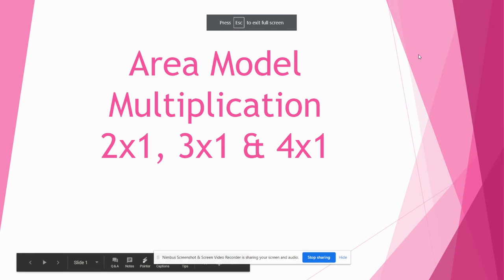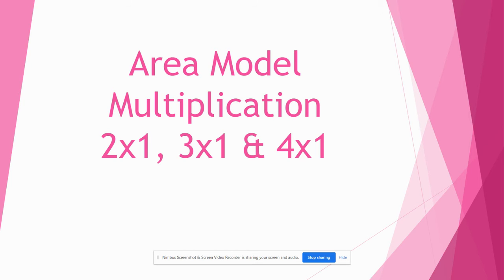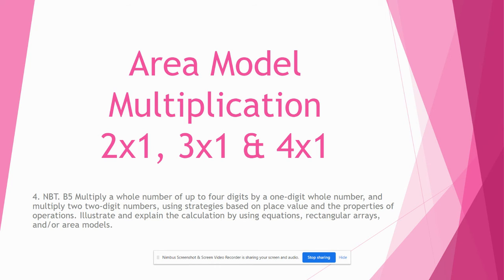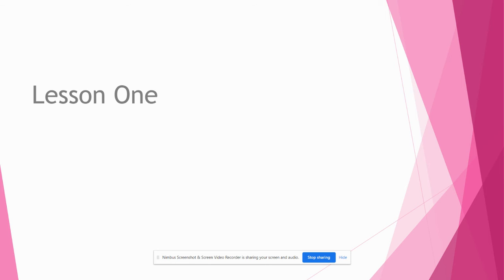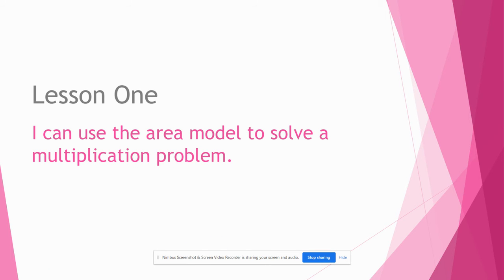Hi everyone, today we are working on the area model for multiplication with 2 digits by 1 digit, 3 digits by 1 digit, and 4 digits by 1 digit. Our objective today is I can use the area model to solve multiplication problems. Now I know a lot of you are familiar with the standard algorithm for multiplying. We are only going to be using the area model today.